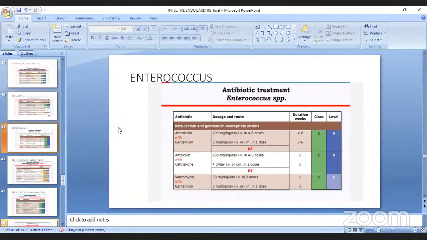Enterococcus, we come to Enterococcus now. We know that it is group D streptococci. We know this about Enterococcus, okay?